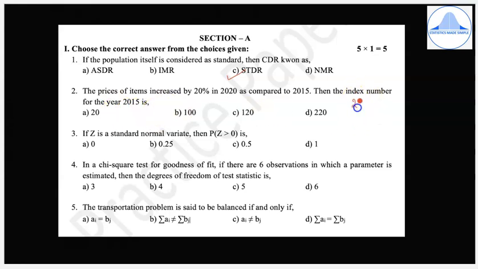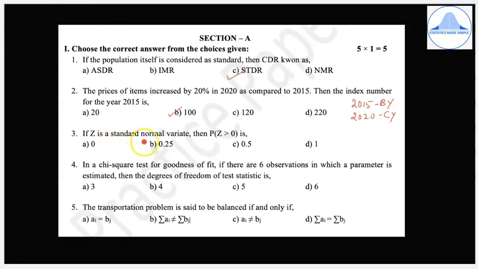So remember that 2015 is the base year and 2020 is the current year. So they are asking us what is the index number for the year 2015. The correct answer is B, that is 100.